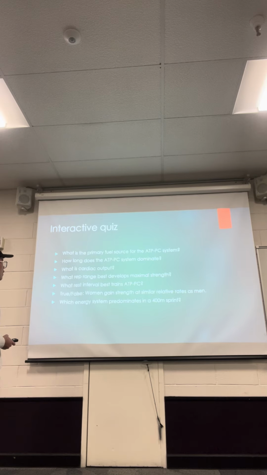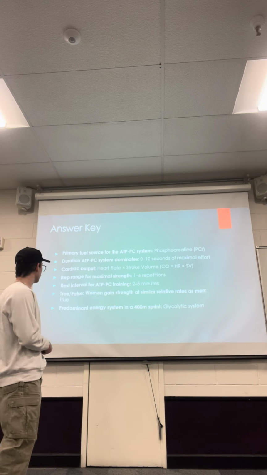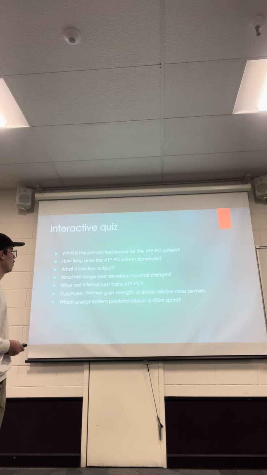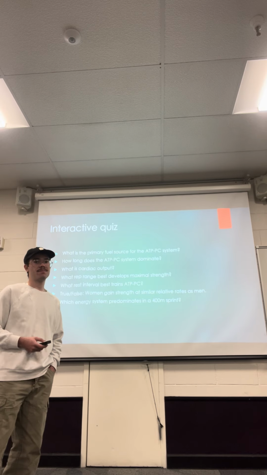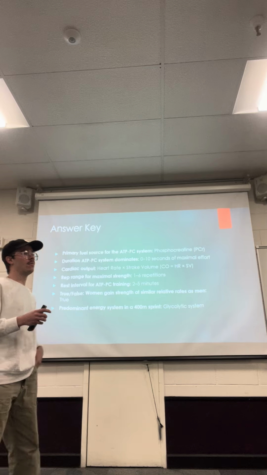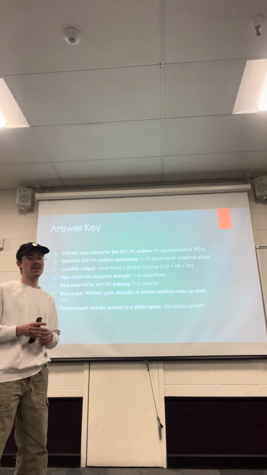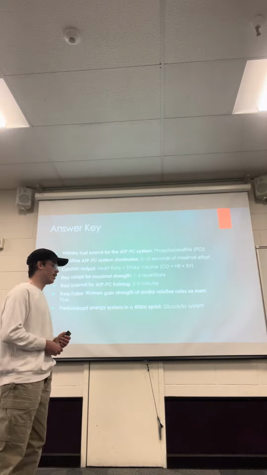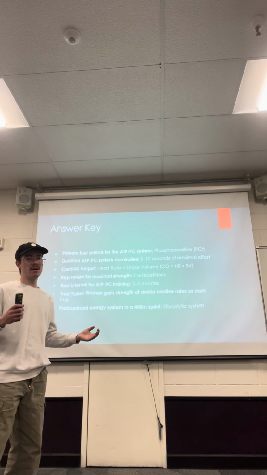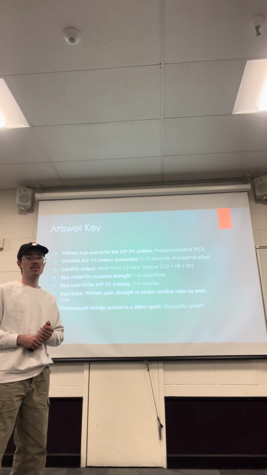True or false? Women gain strength at similar relative rates as men. It's true. Which energy system predominates in a 400-meter sprint? That would be the glycolytic system, because it wouldn't be the ATP PC system, which is around 0 to 10 seconds, and that'd be pretty impressive if you could do a 400-meter sprint in that amount of time. So the only other one is the glycolytic system, which is around 30 to 90 seconds, and a 400-meter sprint is definitely doable within that time.